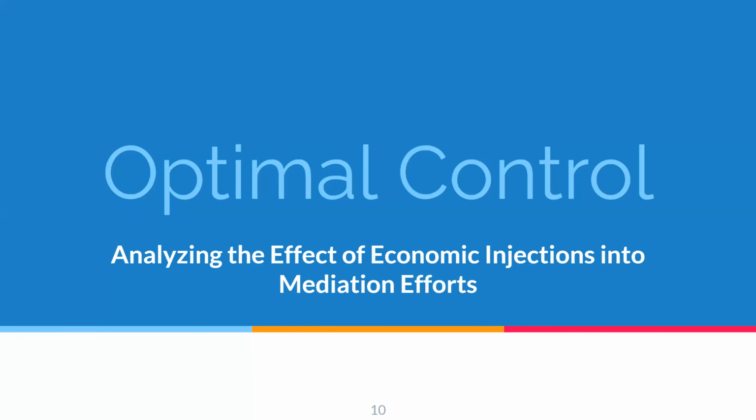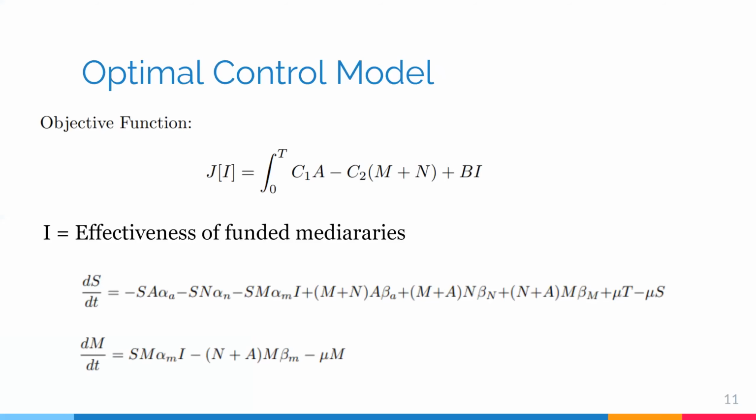Our first extension introduces the concept of economic injections into mediation efforts. We implement this by using the concept of optimal control to minimize monetary injections while maximizing both negotiation and mediation populations. With optimal control, we have an objective function, J of I, that denotes the variables that we are maximizing and minimizing. The primary goal of the model is to maximize mediation populations while minimizing both the amount of economic injections and arbitration populations due to the high costs and resources needed to fund that resolution method.